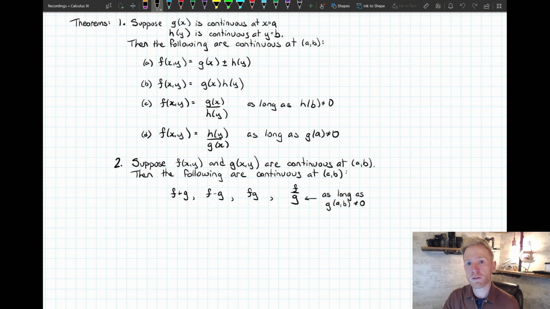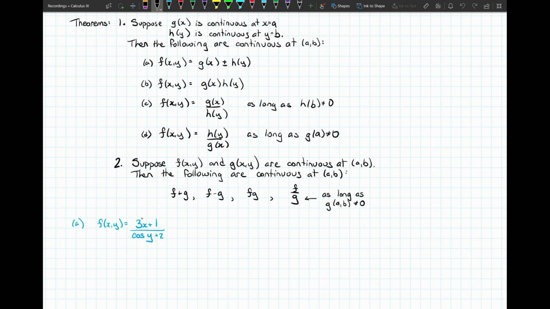So why don't we go back to some of those functions that we looked at earlier in limits and see whether or not they are also continuous at that same point. In our first limit example, we looked at the function (3x plus 1) over (cosine y plus 2). And the numerator is a single variable function, a function of just x on its own, and the denominator is a single variable function, a function of just y on its own.